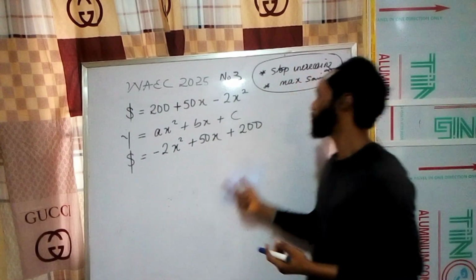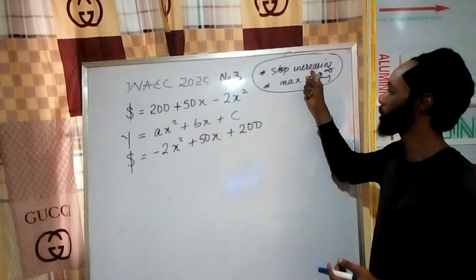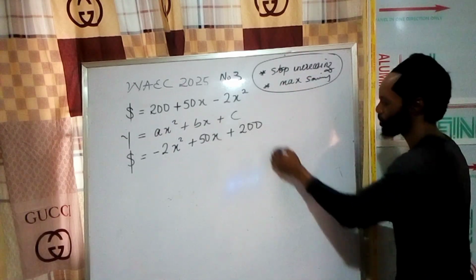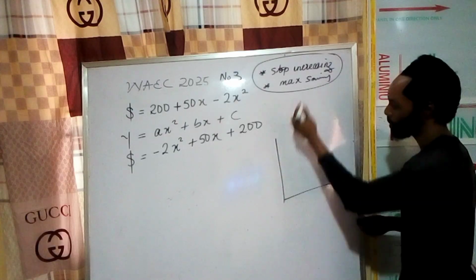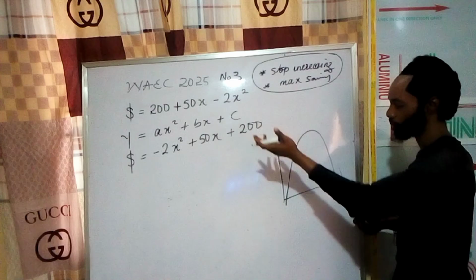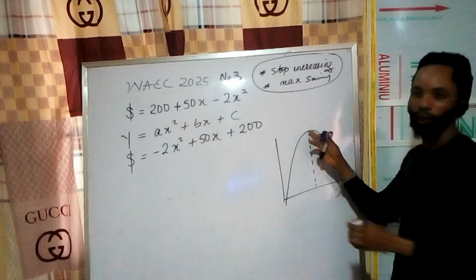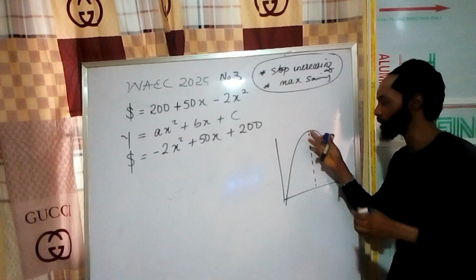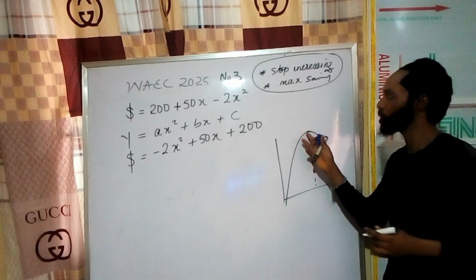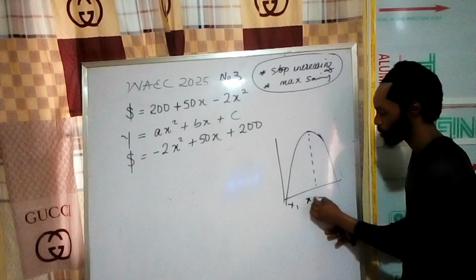The question is, find at what point will it stop increasing, and what is the maximum saving? What they're asking you to do is this. If you graph this, you should have something like this, around this nature. Now, this is the highest point. So anything after here starts declining.